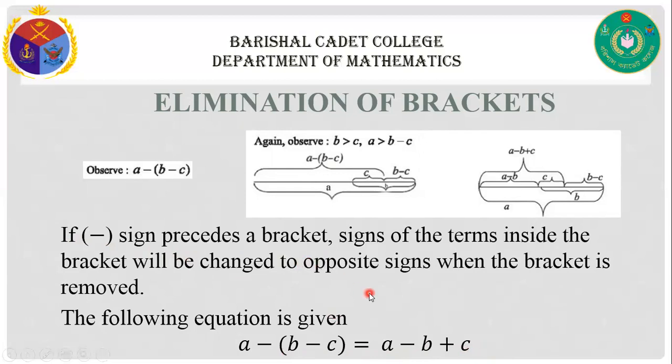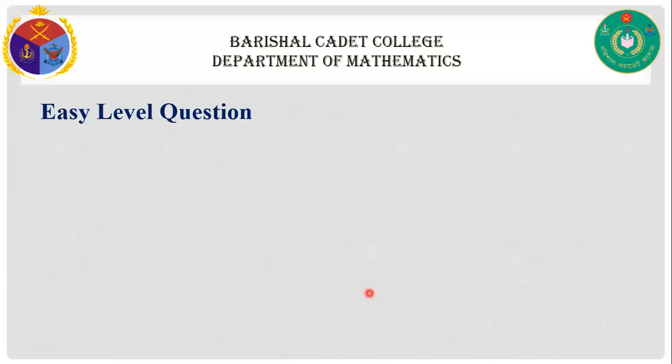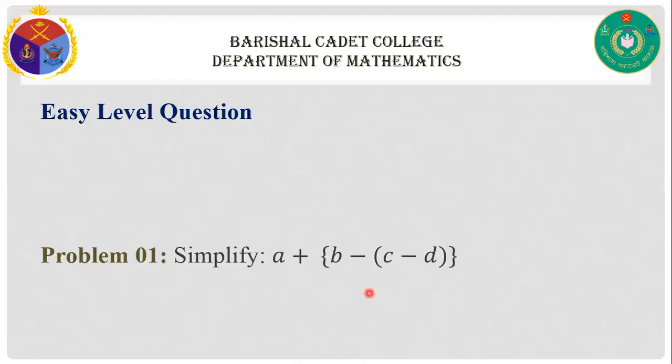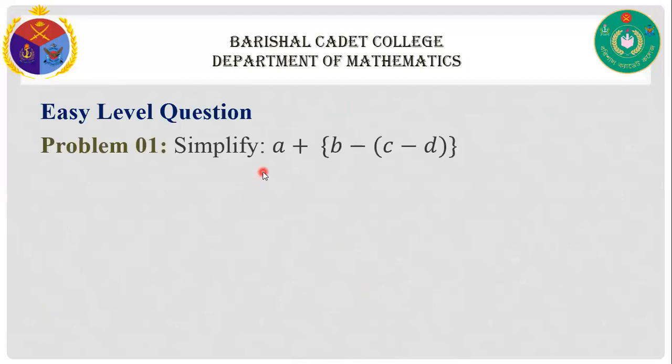Okay, now we are going to solve problems. Easy level question. Problem 1. Simplify A plus second bracket B minus first bracket C minus D, first bracket close, second bracket closed.